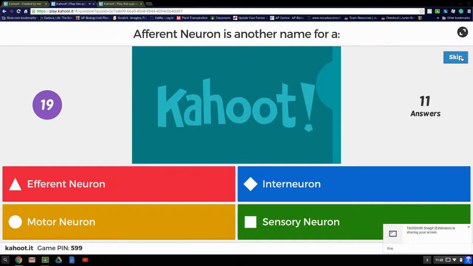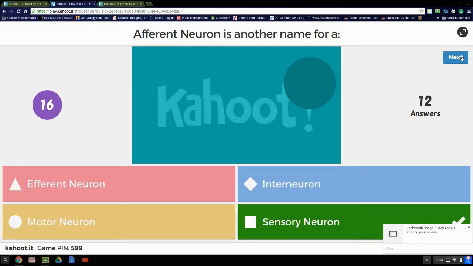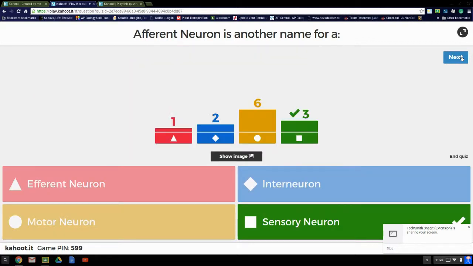An efferent is a motor neuron. No, that's not fair. What is that? It is a sensory neuron, right? So it's just the words afferent and efferent.